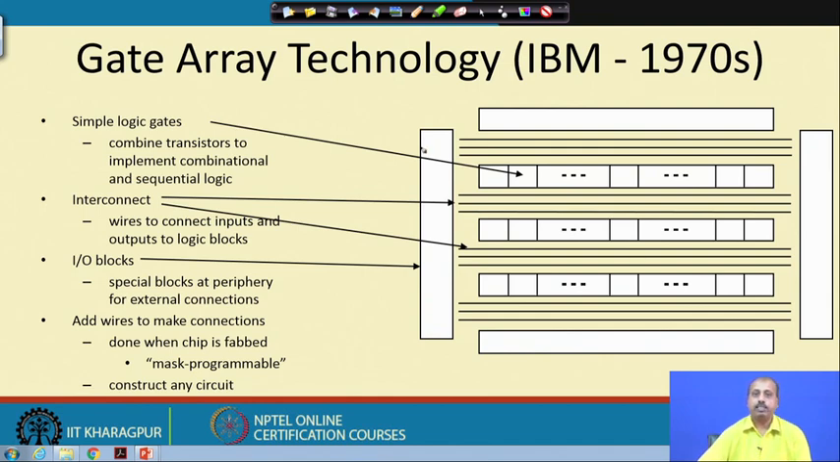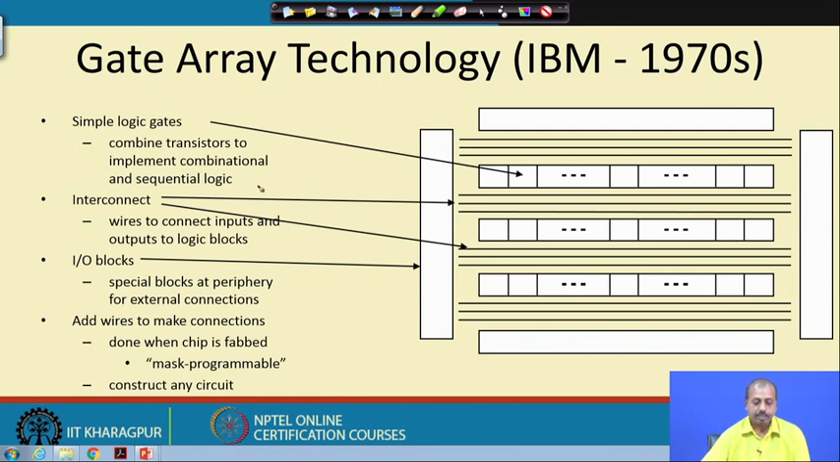So as to have protection against over voltage, or to have a higher drive current, etc. These I/O blocks are designed in such a fashion that they are capable of driving more load, or they are capable of withstanding noise margins sufficiently. So, that way these I/O blocks are designed. They are special blocks at the periphery for external connections.